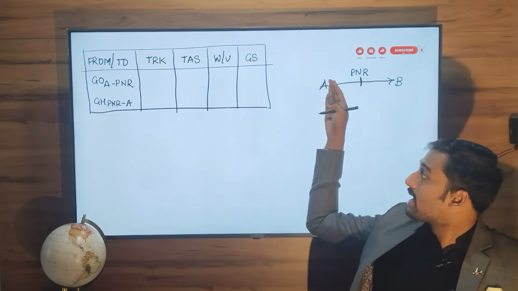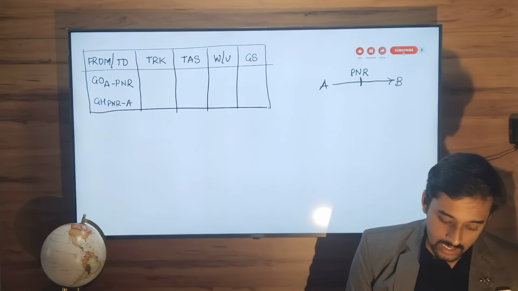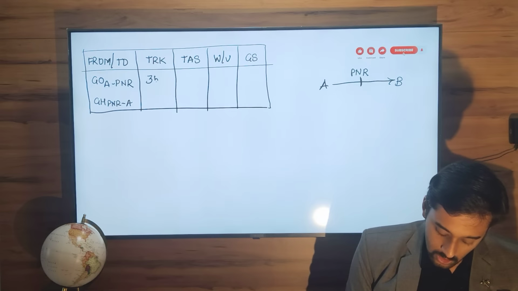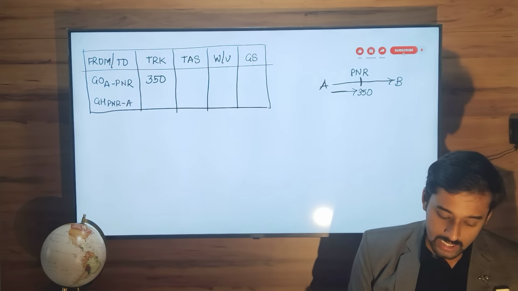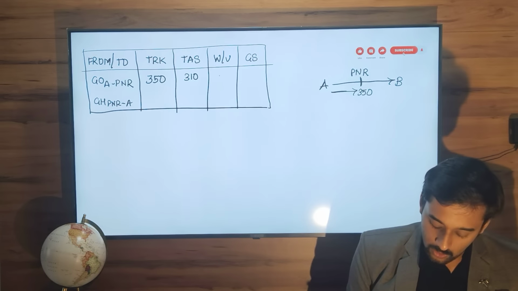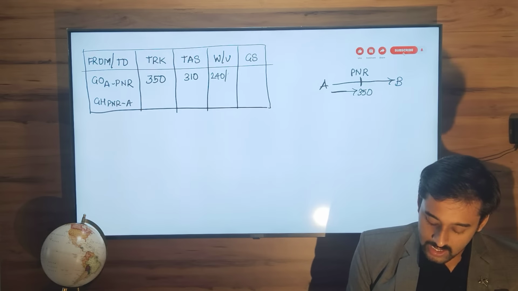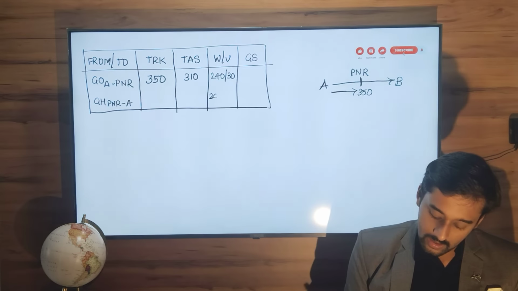Ground speed outbound A to PNR will be how much? The outbound track is what? 350. A to PNR outbound track is 350. True airspeed given in the question is 310. Wind velocity is 240 at 30 knots. So that wind is the same for both routes of flight.